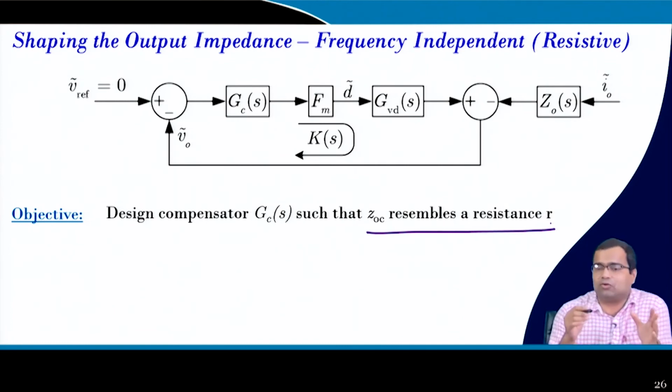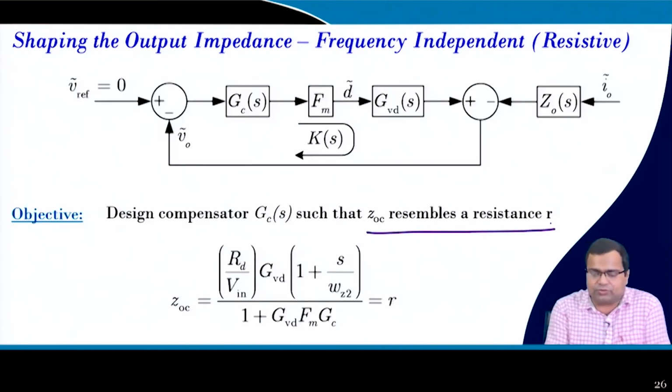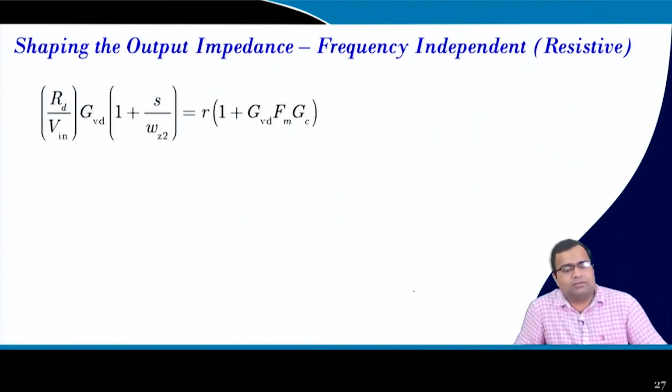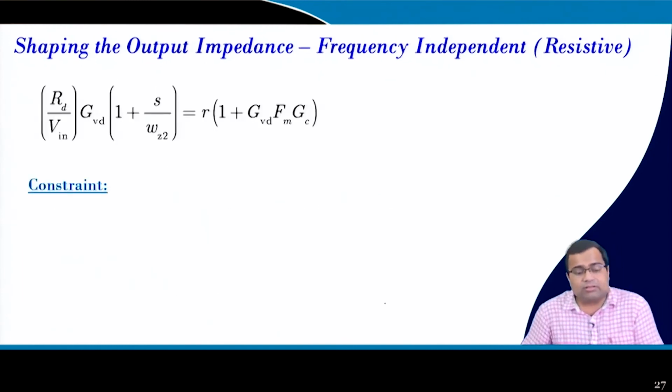So, can we make the whole closed loop output impedance simply a resistive output impedance, and what should be the value of the resistance? That is our objective. Now, we need to make this R and find out what its value is. First of all, I am taking this term to this side. So, next expression.